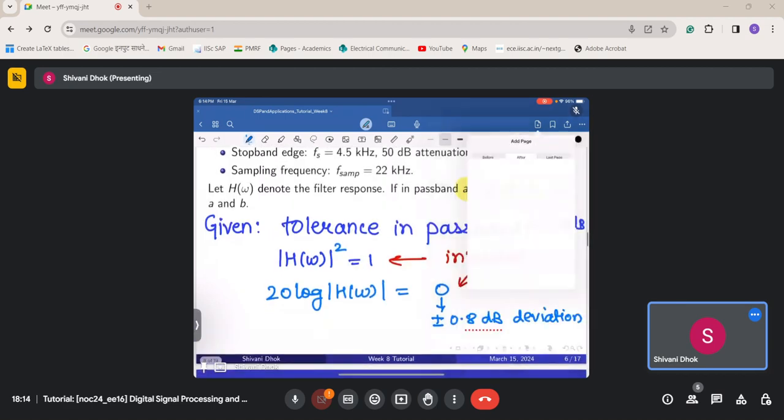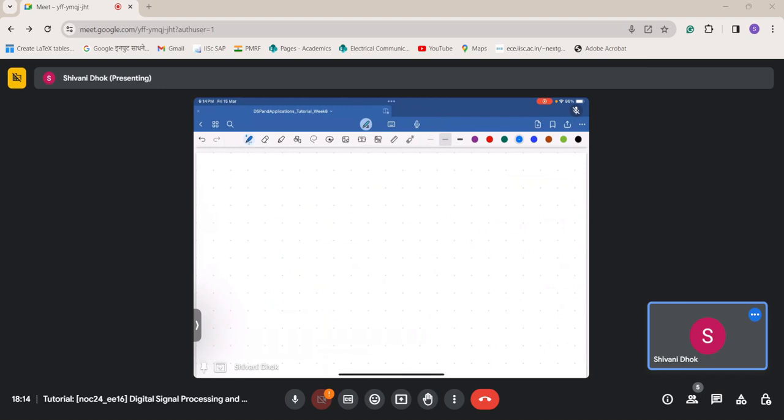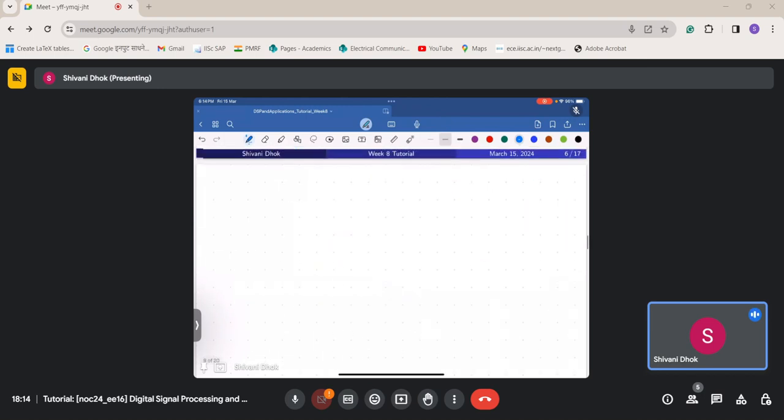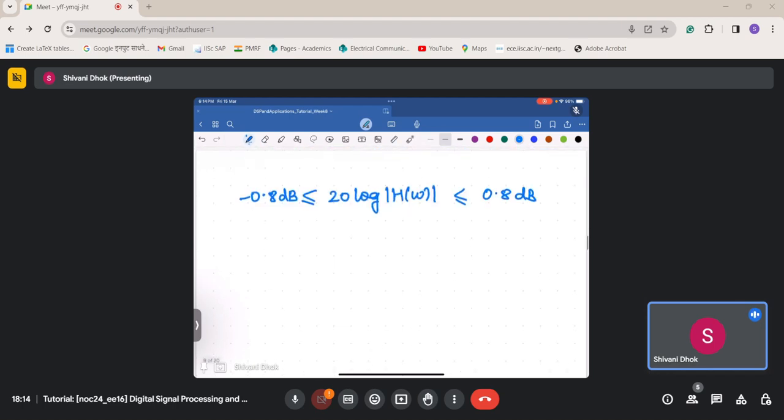Okay. So therefore, this gain, that is 20 log magnitude of H of omega, should lie between 0.8 dB and minus 0.8 dB. So now, can we call 0.8 dB alpha P, the maximum allowed attenuation in the passband?